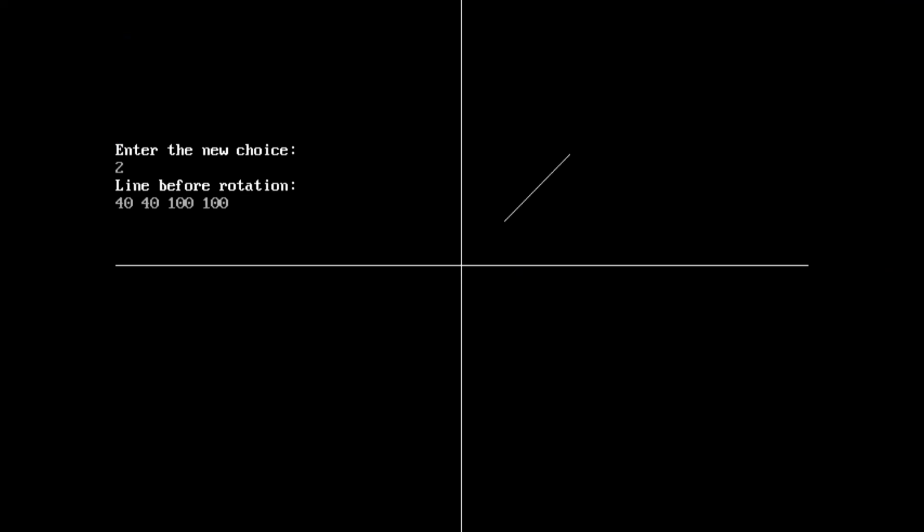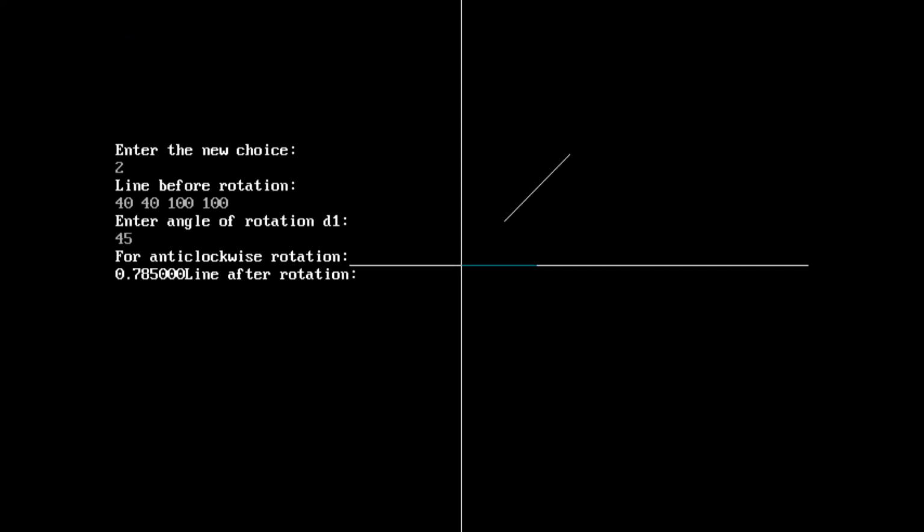But for the remaining examples, the choice is second. The line before rotation is suppose 40, 40, 100, the slanting line. When I rotate it with 45 degree, it is showing you the horizontal, because this line is y equal to x, 40, 40 and 100. So this is already the slanted 45 degree line. When I rotate it with 45 degree more, then it will be lying on the x-axis itself. So you can see that it is lying on the x-axis.